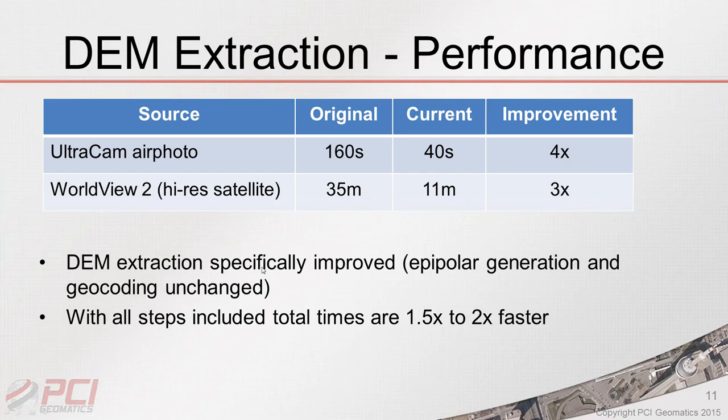It's important to note, however, that the workflow of extracting your digital elevation model also includes epipolar generation and geocoding. So those two aspects were unchanged. It was the extraction part that was changed. So overall, what you should expect is an improvement in processing times of about 1.5 to 2 times, which is still quite significant.